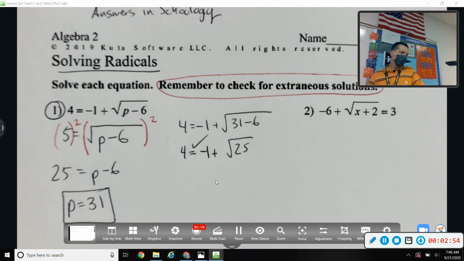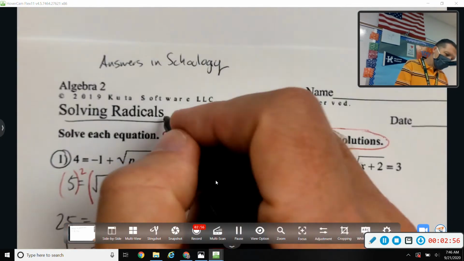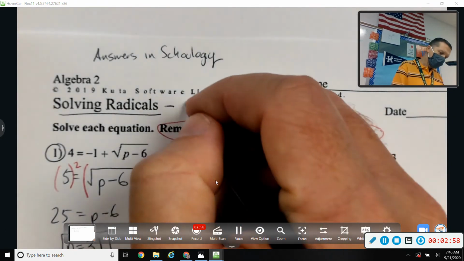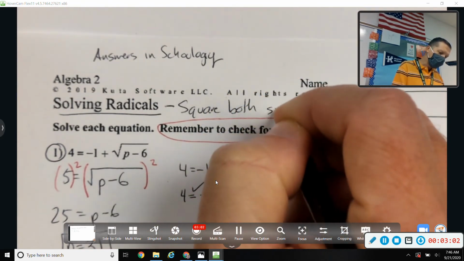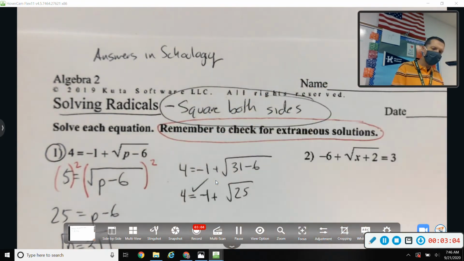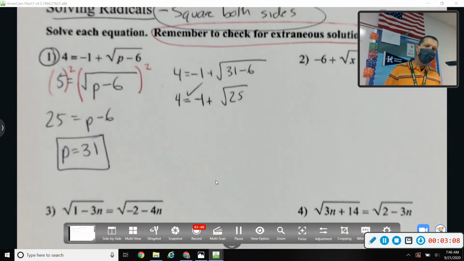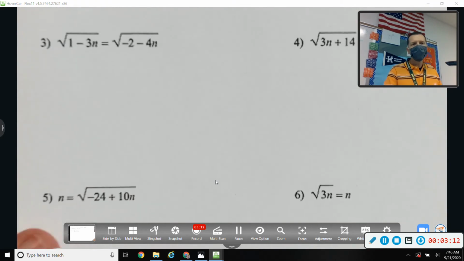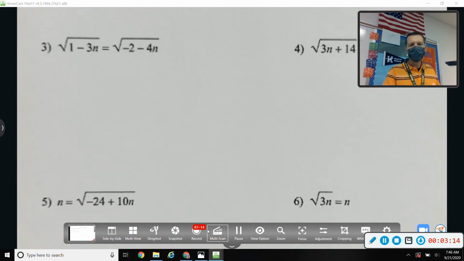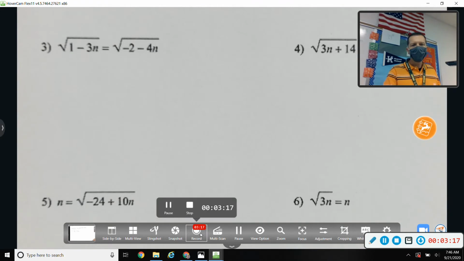So about the only thing we're doing today. I mean, we're doing other stuff, but square both sides. That's sort of the key to the worksheet right there. Square both sides. Why don't you try number 3, and then we'll go over it together. So take a couple minutes. Try number 3.